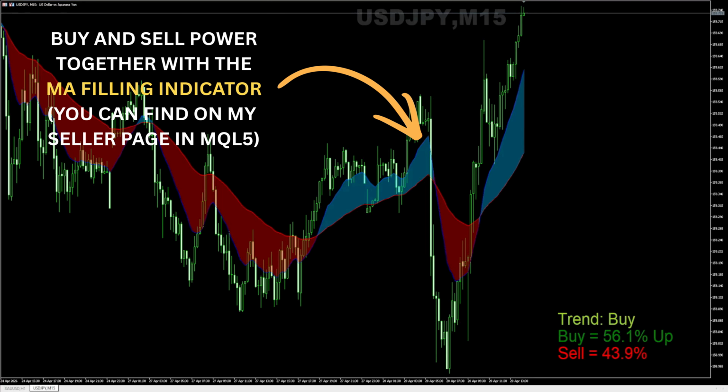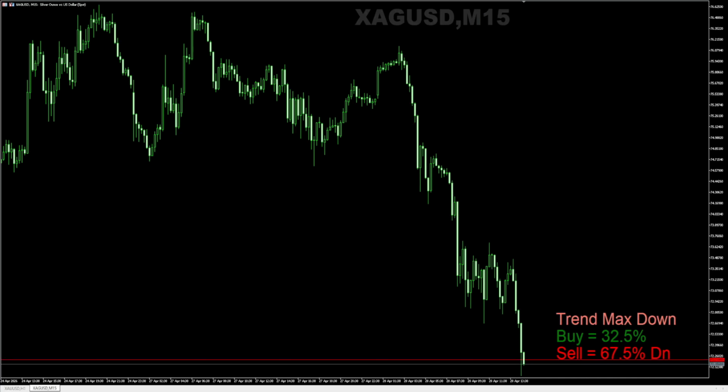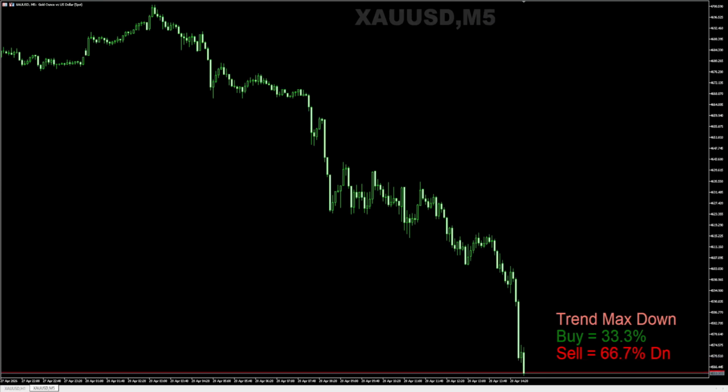Before I wrap up, here are 3 quick tips to get the most out of it. First, always use it in combination with your existing price action or support resistance strategy. It's not a standalone holy grail, it's a high probability filter that tells you when the volume story matches the price story. Second, pay special attention to the 70% reversal zones. These don't happen every day, but when they do, they often mark major turning points.